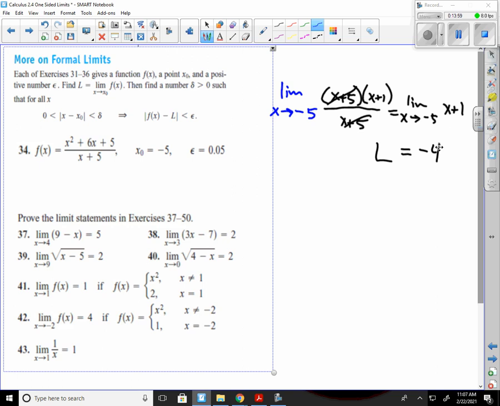So now I'm just going to do my functional definition, which is going to go back to my original formula. Absolute value of x squared plus 6x plus 5 over x plus 5 minus a negative 4. Just plugging that negative 4 and the function in to our original, and that's got to be less than 0.05.